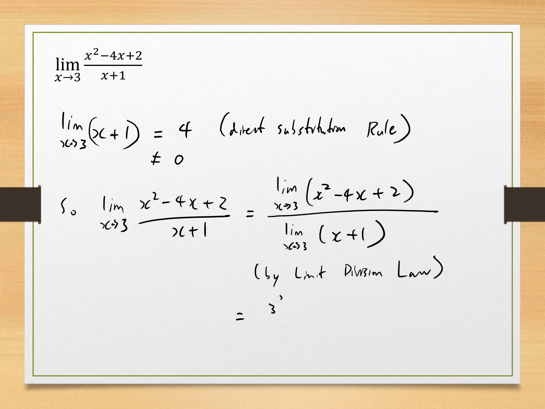So that's 3 squared minus 4 times 3 plus 2, divided by 3 plus 1, which would equal 9 minus 12 plus 2, that's 1, right? Over 4. That's the answer.